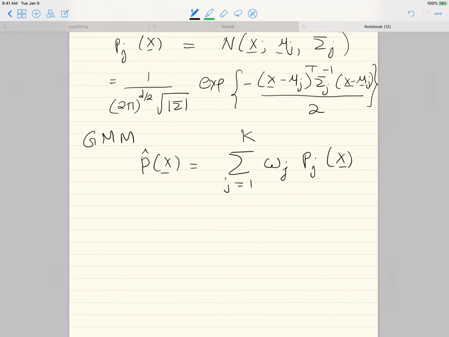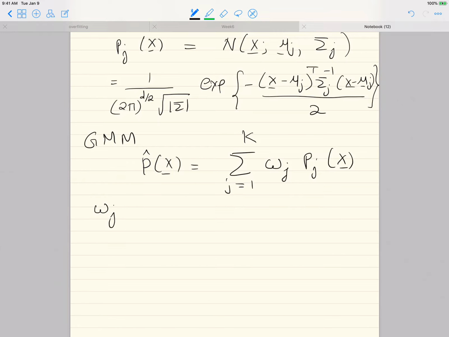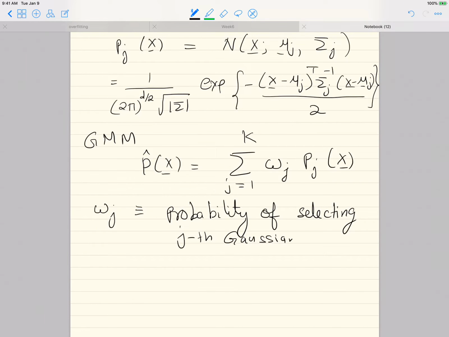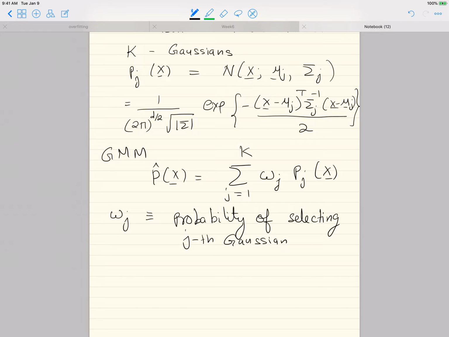And the intuition here is that the weights intuitively denote the probability of selecting the jth Gaussian. So we want to sample a data point, and we do it in two steps. One is that we select one of those k Gaussians. The jth Gaussian is selected with probability Wj. So this is a first level of randomization. Once we select that Gaussian, we then sample from that Gaussian.